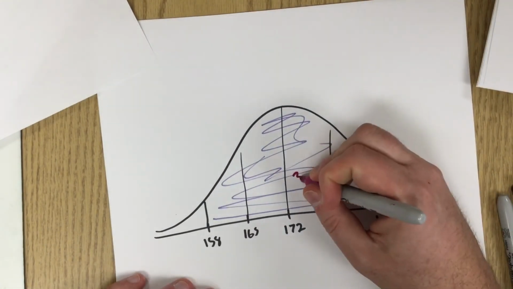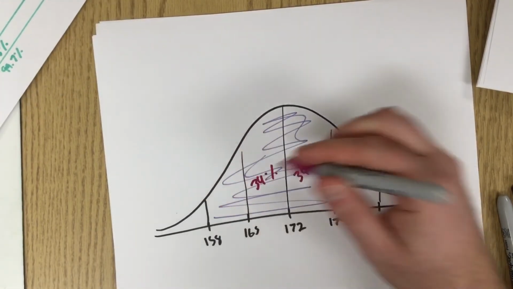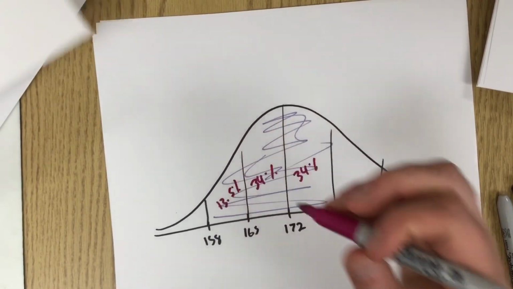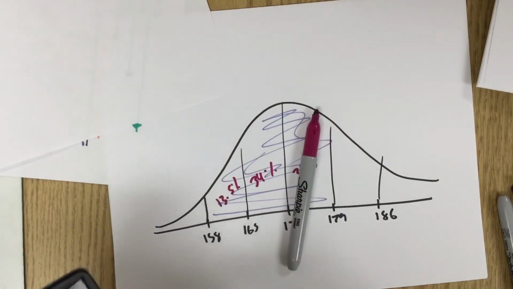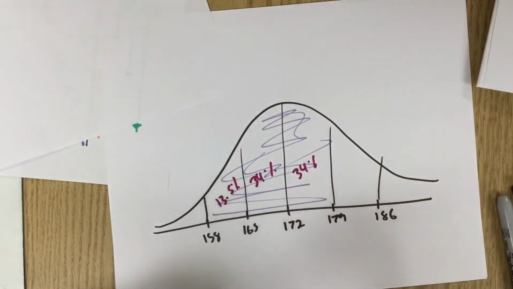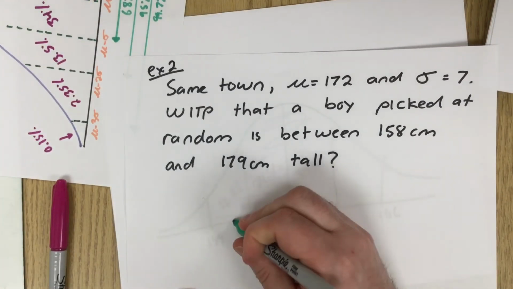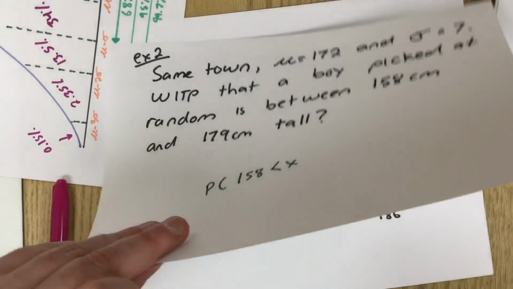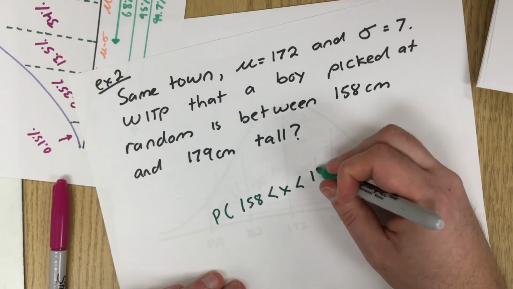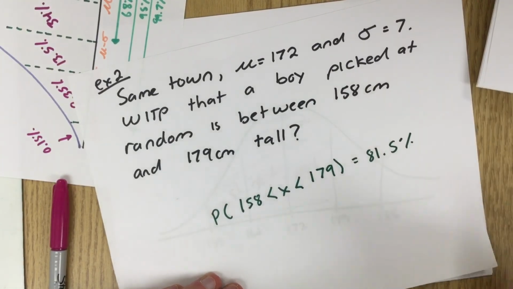Which is going to be 34%, 34%, and 13.5%. If we add this together, we're going to get 68 plus 13.5, 81.5. So therefore the answer, and the way we would write it, is that the probability that 158 is less than x, which is less than 179, is going to be 81.5%.